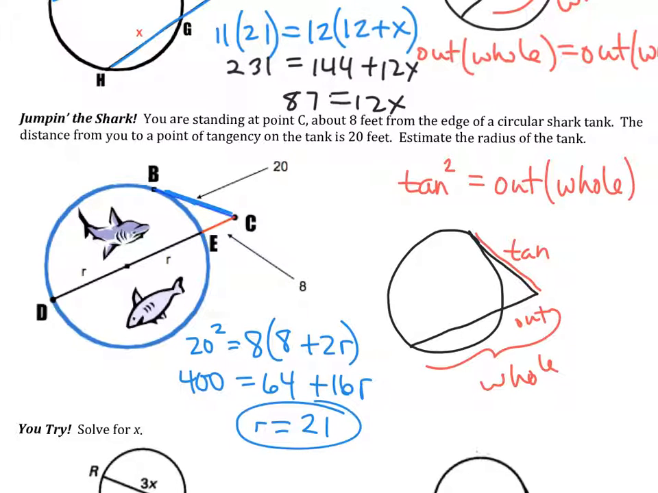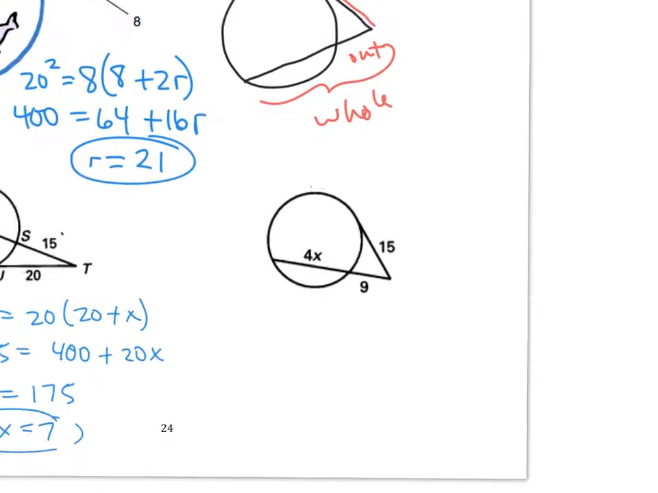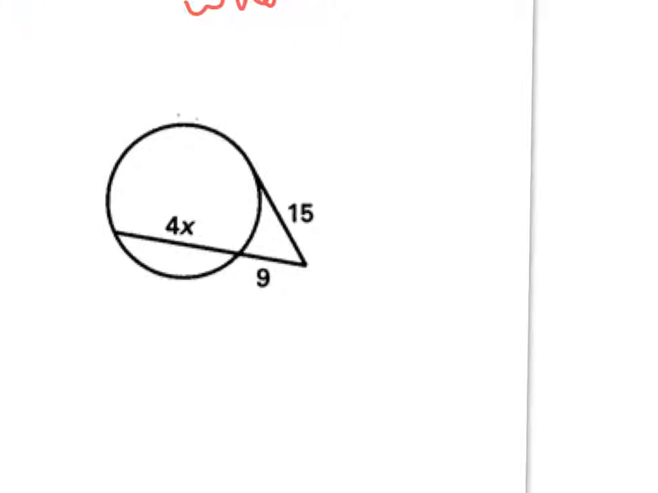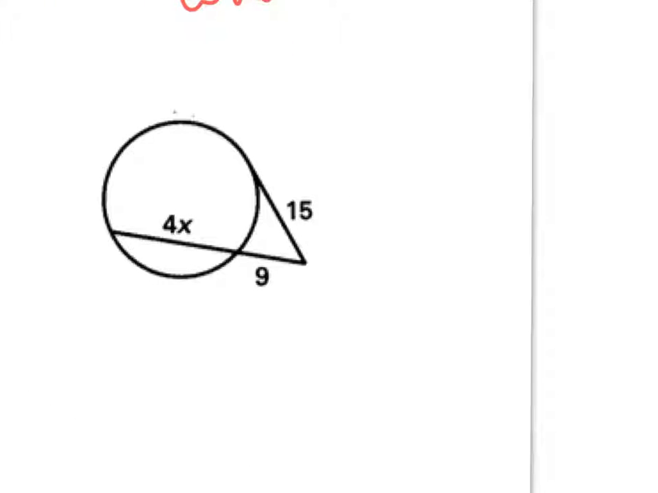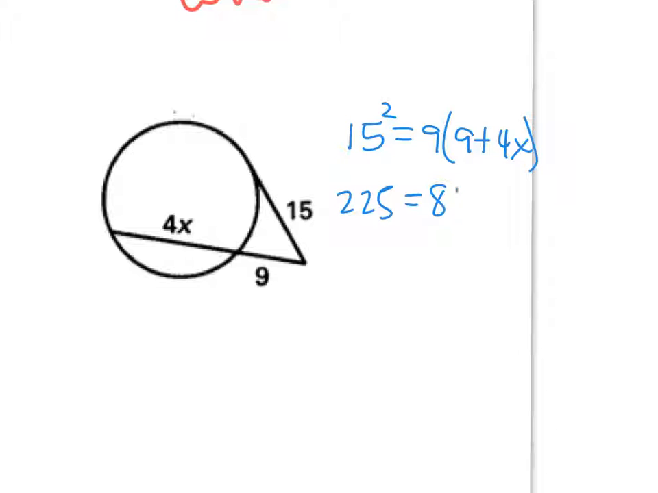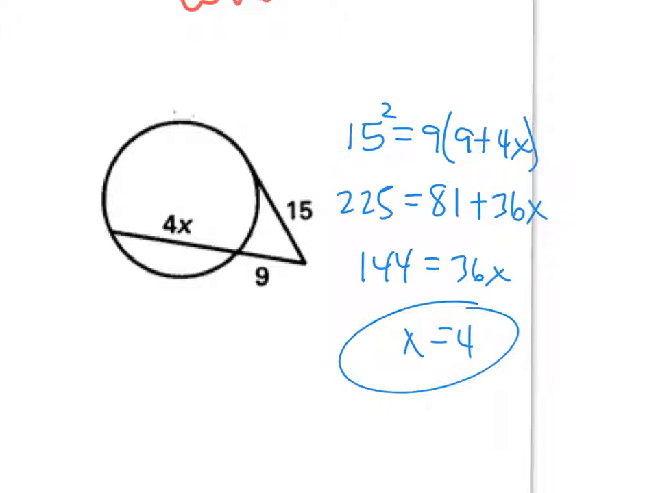You're a normie. Apply this then to this one. See if you can solve for x. 15 squared is equal to 9 times 9 plus 4x. Any problem getting x equal to 4?